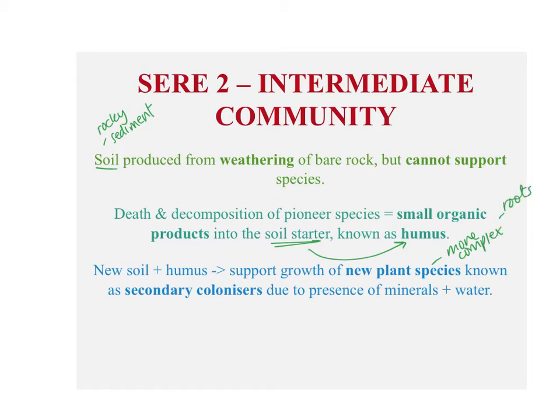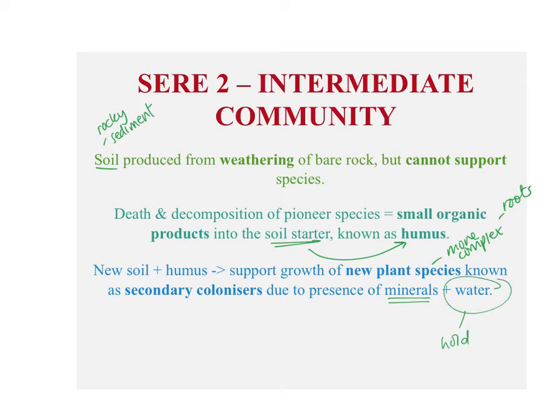And these are called secondary colonizers. And they're called secondary colonizers because they come after the pioneer species, which would realistically be a primary colonizer, but we just call it a pioneer because it was there first. And these secondary colonizers are now able to grow because that organic matter has started to deposit things like minerals, and also now that it's got a slightly more open texture, it's able to hold water a little bit better as well.